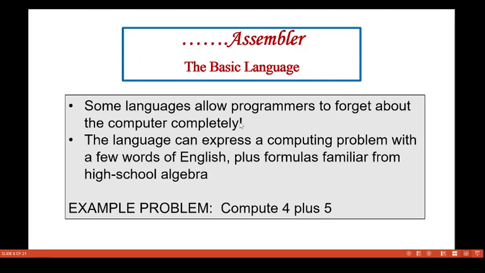Some languages allow programmers to forget about the computer completely. Seriously? The language can express a computing problem with a few words of English plus formulas familiar from high school algebra. One example of a problem using the Basic language: if you are to compute 4 plus 5, definitely the answer is 9, right? So let's see it with the Basic programming language.